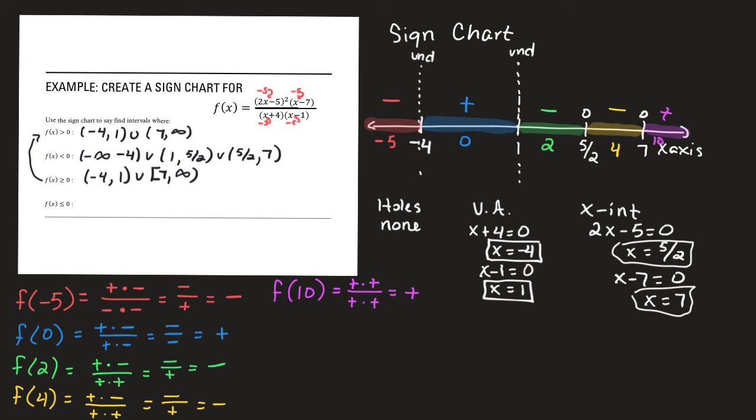And then when it's less than or equal to 0, I'm going to do the same intervals as when it is less than 0, but I'm going to use a bracket everywhere that the function is 0, so at 5/2 and 7. So I said from negative infinity to -4, where -4 is not included. And then I said from 1 all the way to 7, I included 5/2, and I also included 7 using a bracket because, again, it can equal 0 here.